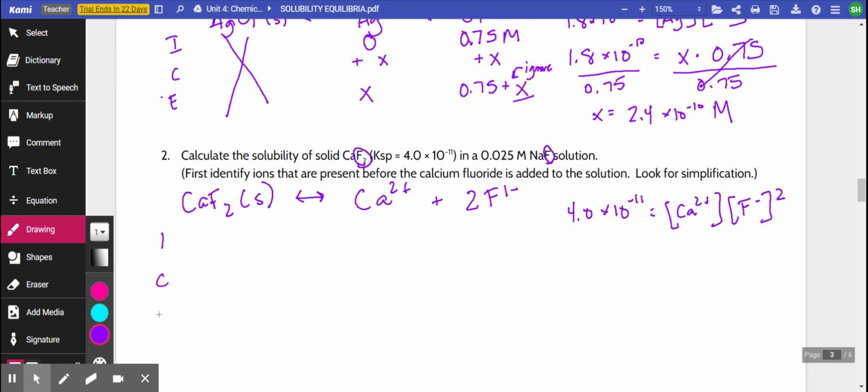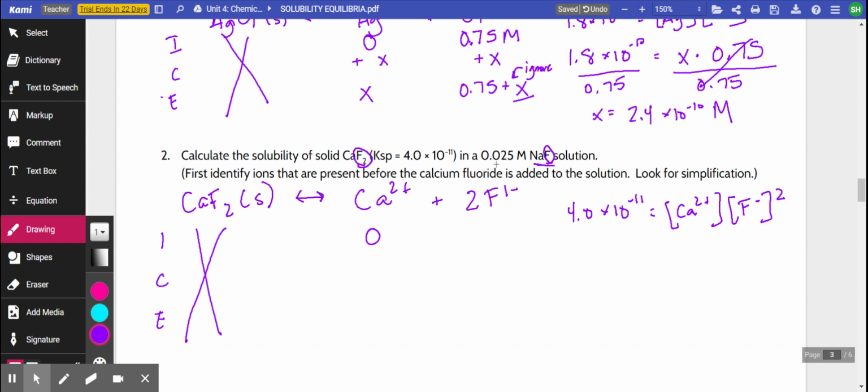So ICE. And since this one's a solid, we can just go ahead and X out the initial, change, and equilibrium for calcium fluoride. Over here for the calcium ion, the initial is 0, but then we do have an initial concentration of fluoride ion because of the sodium fluoride solution that the calcium fluoride is being dissolved in.